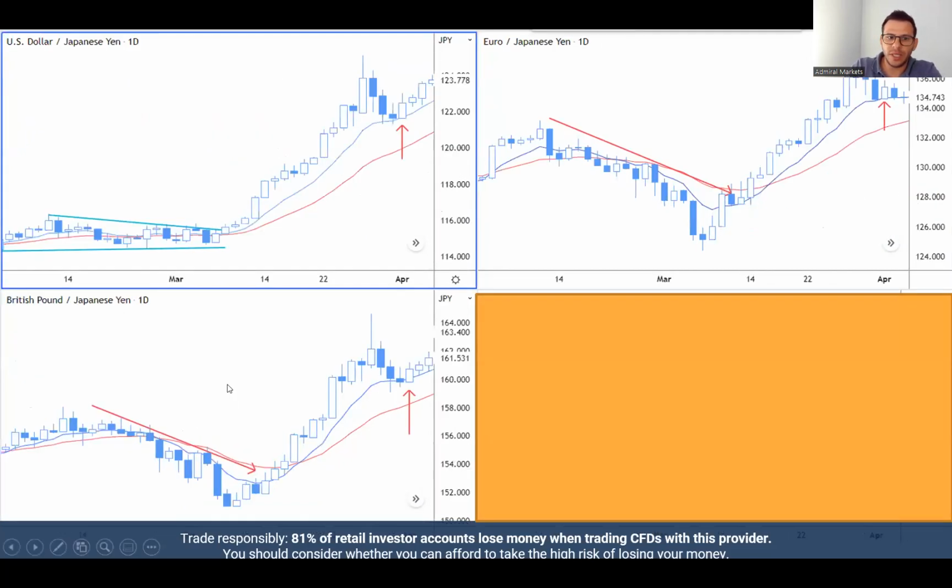Let's go to the next example. This one is the charts I put together for USD Japanese yen, pound yen, and euro JPY. Let's review this chart example.